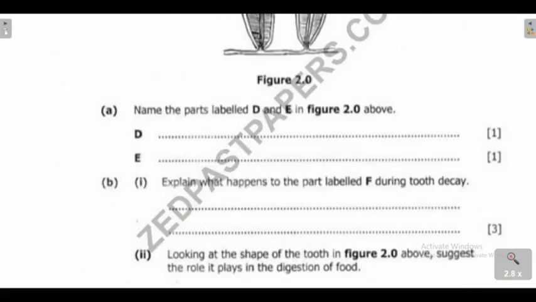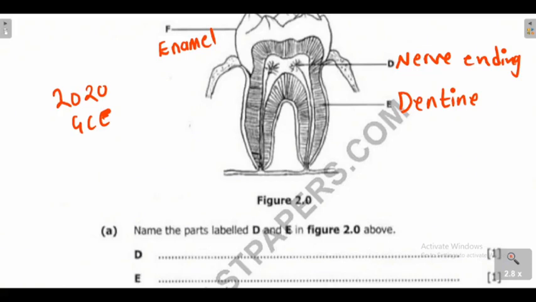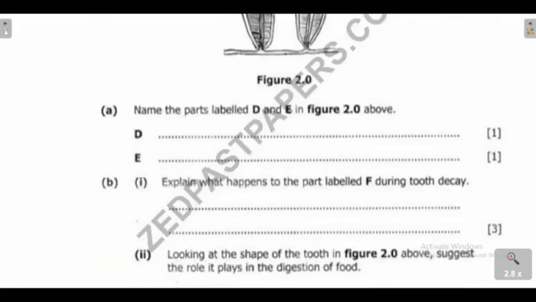So we have our first question right here. Name the parts labeled D and E in figure 2.0 above. Let us look at the parts. We have said the part labeled D is the nerve ending. The part labeled E is the dentine. So those are the answers we are going to write here. The part labeled D, this is the nerve ending. Then the part labeled E, this is the dentine.